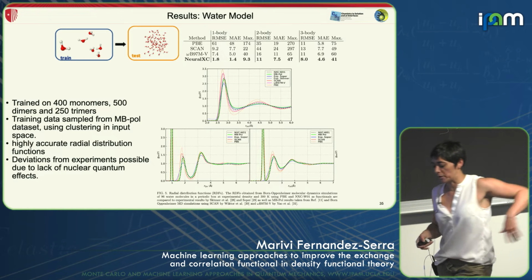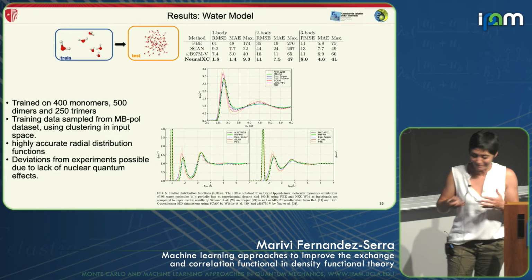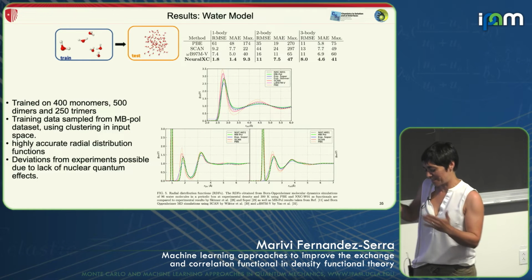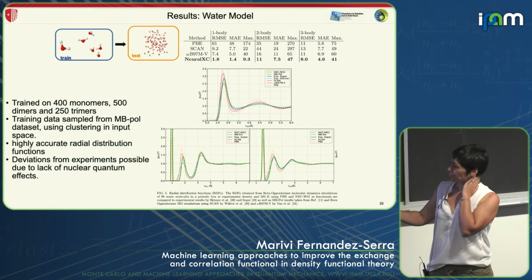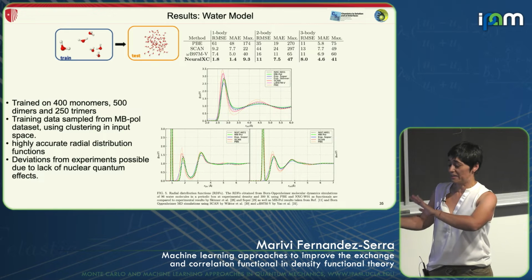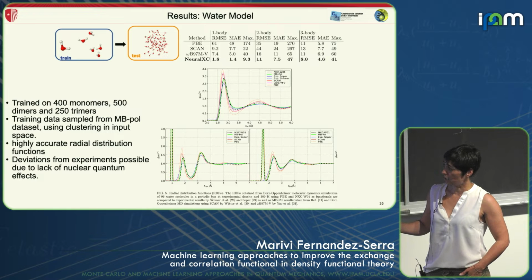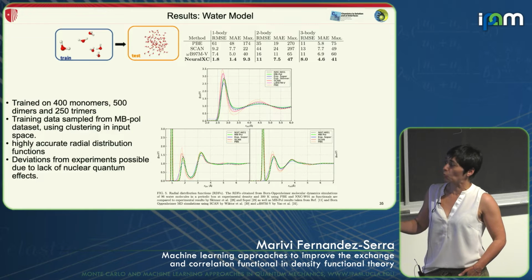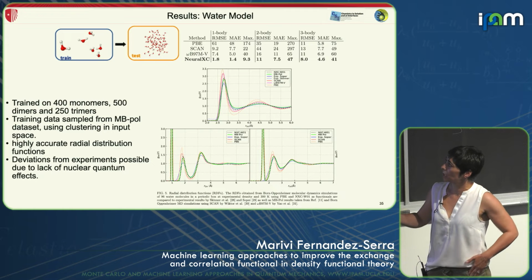So how about water? Remember that what we did before for water was a lot of building, because we optimized an exchange, but then we added a monomer correction. Here we are just training these atom center neural XC functionals, and we are still using the same data that we used before, actually a little bit smaller set. So we have 400 monomers, 500 dimers, 250 trimers, and we are not looking at the errors on only those systems, but really on the condensed phase.